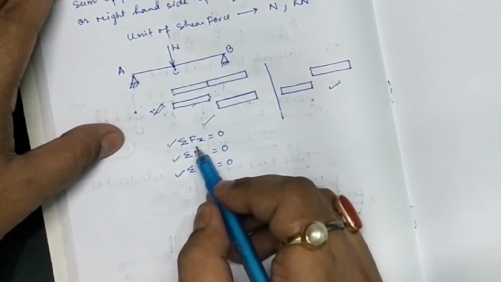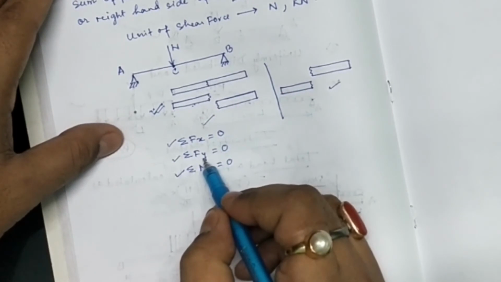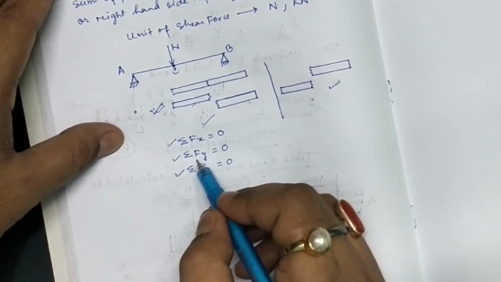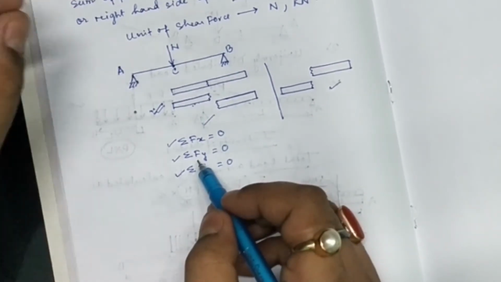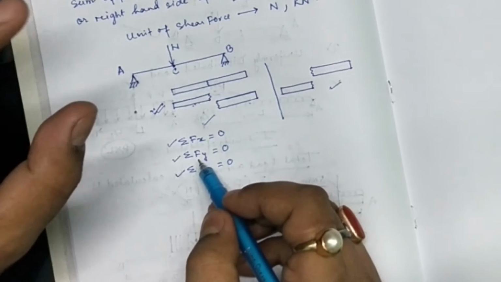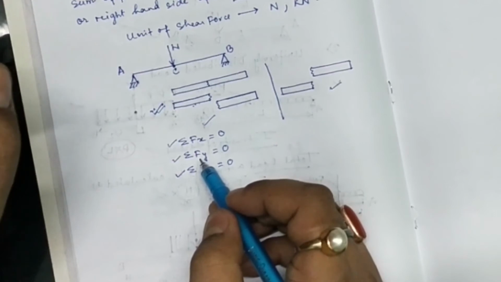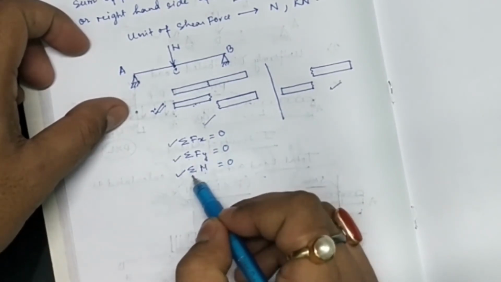Summation of Fx means it is the sum total of all the horizontal forces that are acting on the beam. Summation of Fy means it is the sum total of all the vertical forces that are acting on the beam. And summation of M means that it is the summation of all the moments that are acting on the beam.